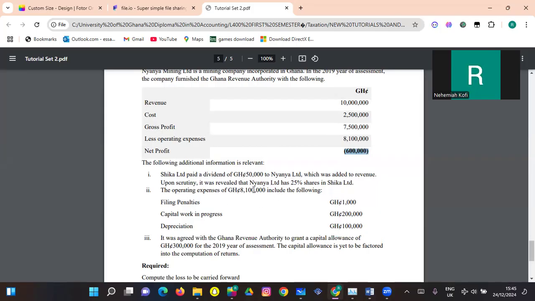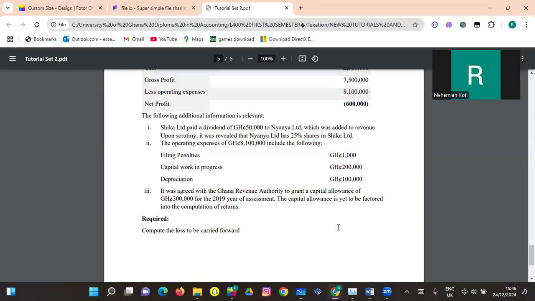So the operating expenses included filing penalties. Remember, filing penalties is what? An excluded deduction or excluded expenses. So 1,000 capital work in progress, 200,000 depreciation. These are all disallowable expenses. So it was agreed with the Ghana Revenue Authority to grant a capital allowance of 300,000 for 2019 year of assessment. The capital allowance is yet to be restored into the computation of returns.